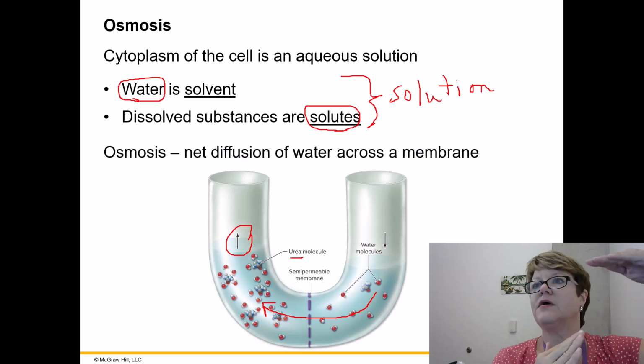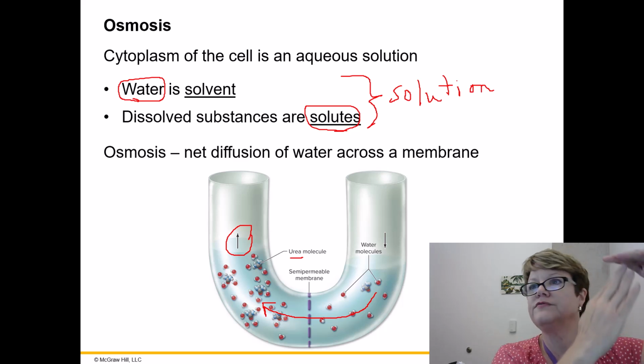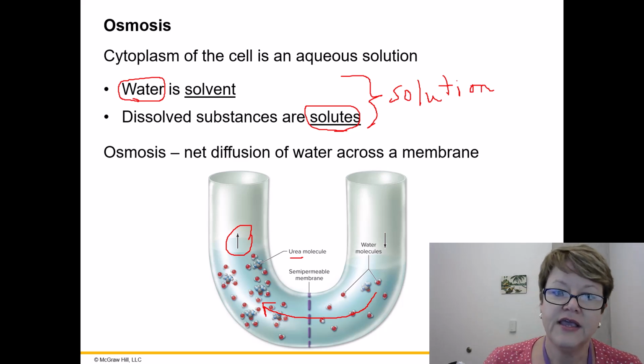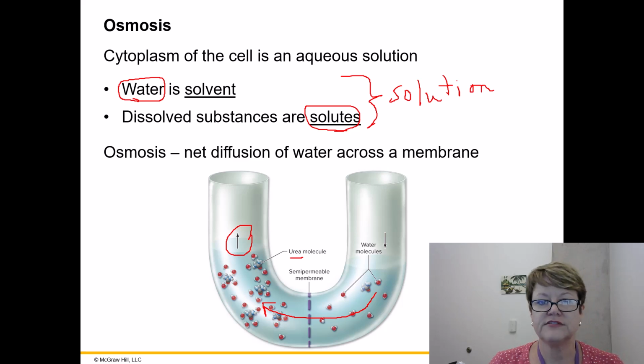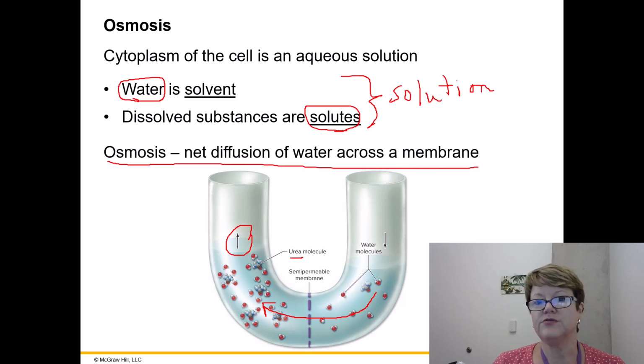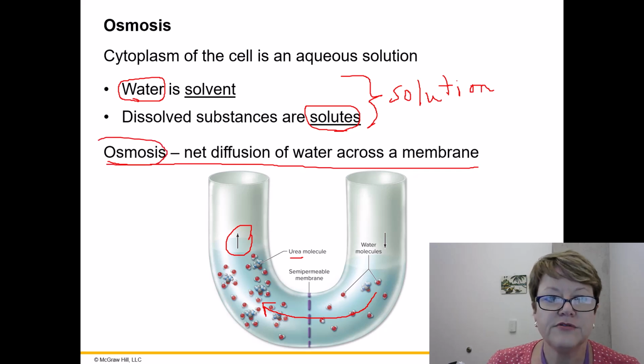It will rise up on one side because the water is moving towards that side until both solutions have an equal concentration of water and urea. So the movement of water gets its own name. The diffusion of water, more specifically, is called osmosis.